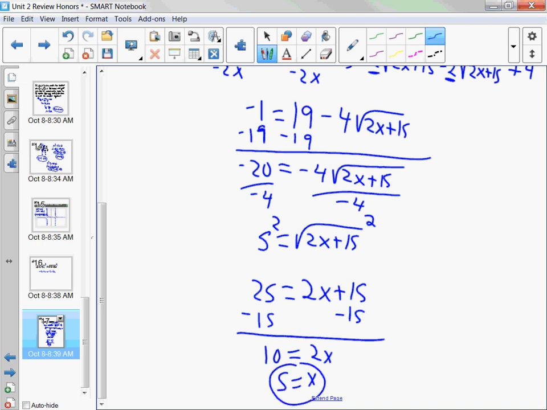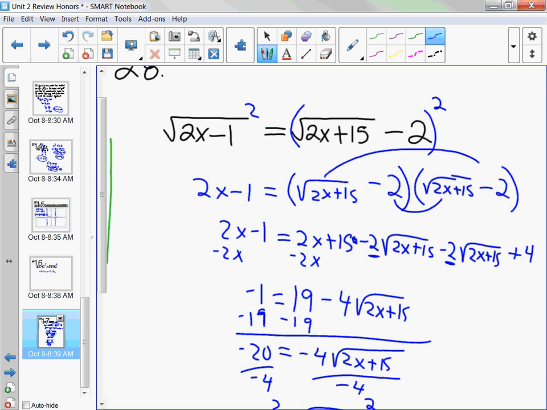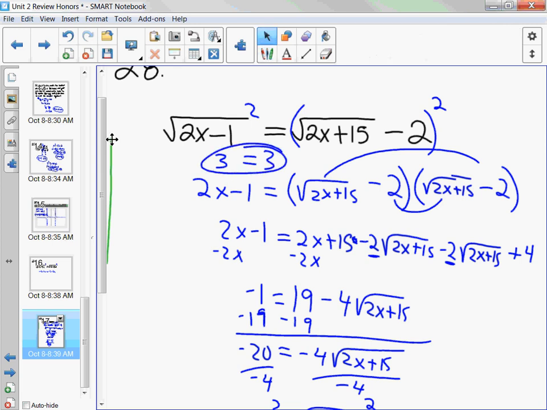And I need to check to see if x equals 5 is extraneous, see if it makes it not true. 2 times 5 is 10, minus 1 is 9, square root of 9 is 3, so the left side is 3. 2 times 5 is 10, plus 15 is 25, square root of 25 is 5, minus 2 is 3, so it makes them both equal, so we're all good.